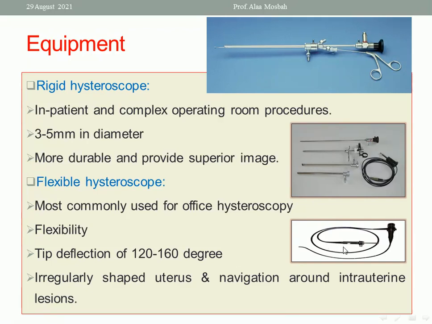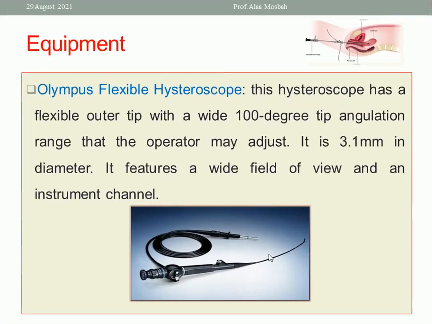This is the flexible hysteroscope, as you see in this picture, used in office hysteroscopy, characterized by flexibility, tip deflection of 120 to 160 degree, can be used with irregular shaped uterus and make navigation around the intrauterine lesion. This is an advantage for the flexible one. This is an example for a flexible hysteroscope.